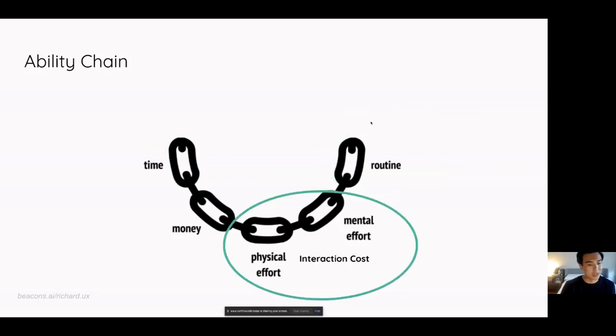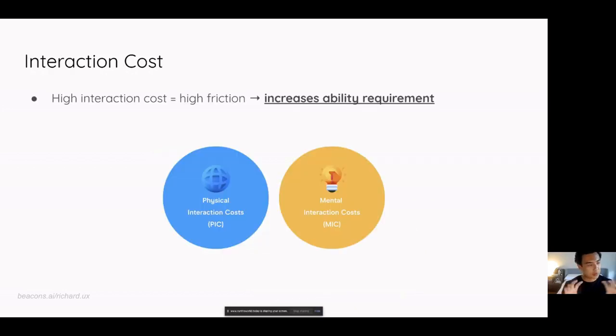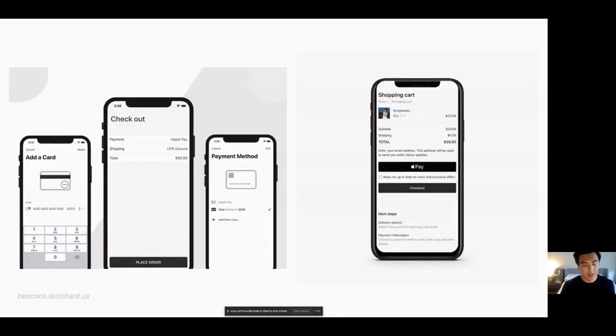What I'm going to focus on specifically today is the mental effort and physical effort related to the ability chain, and I'm going to talk about this in the context of interaction cost. Interaction costs can be split into physical interaction costs and mental interaction costs. High interaction costs in a product or user experience create a lot of friction, and this increases the ability requirement. If something is very hard to do, tedious, or annoying, your ability to do it is much lower. So let's do a very practical UI example here.